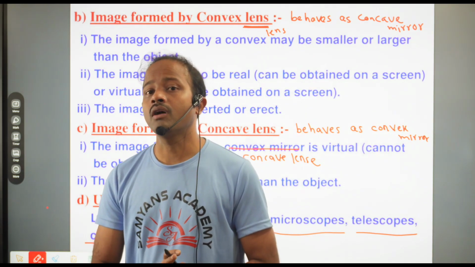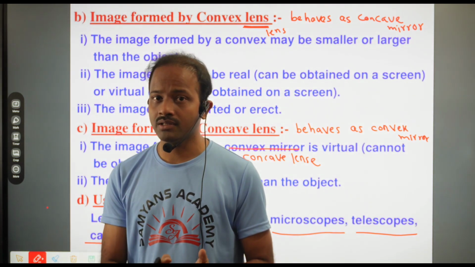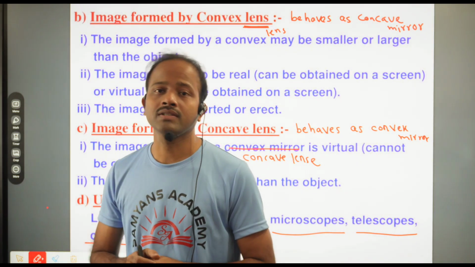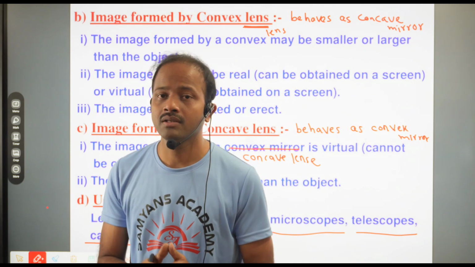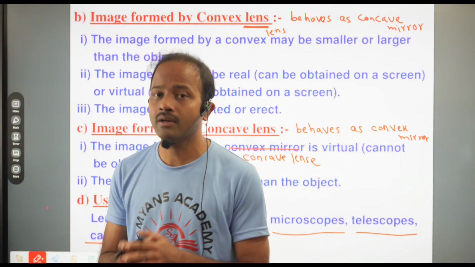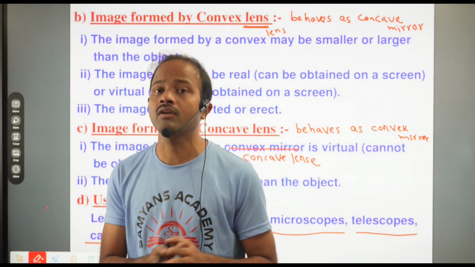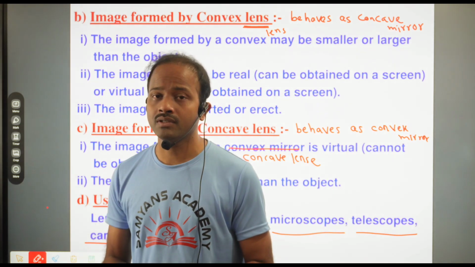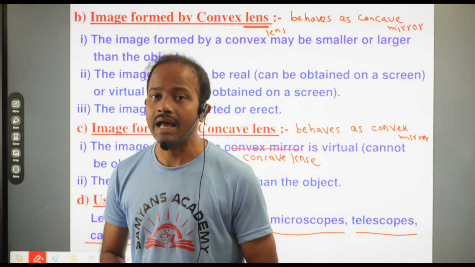Okay, in case of concave mirror, we are getting the real images and also virtual images. In the same way, in the case of convex lens also, we are getting the real images and virtual images. Real images means we can obtain them on the screen. Virtual images means we cannot obtain them on the screen. And real images are always inverted. Virtual images are always erect.